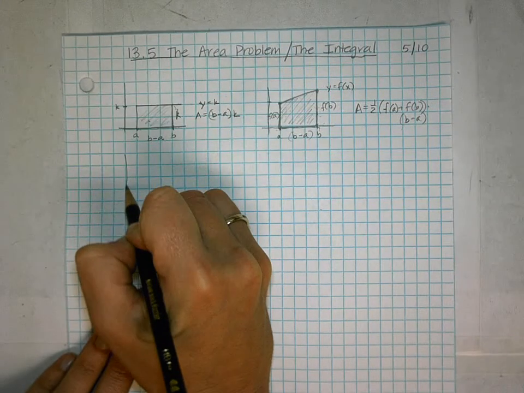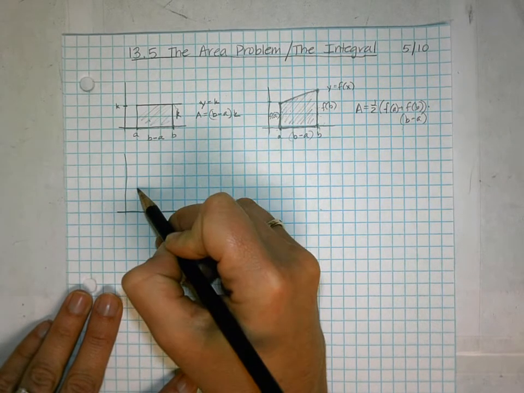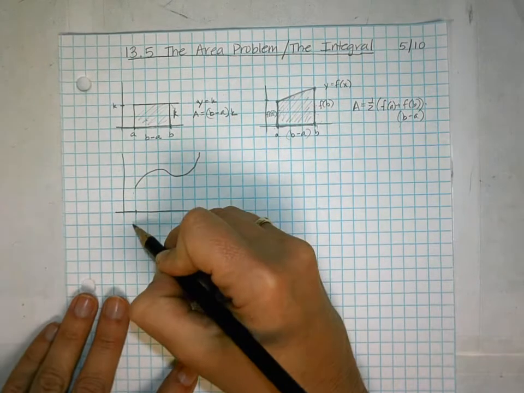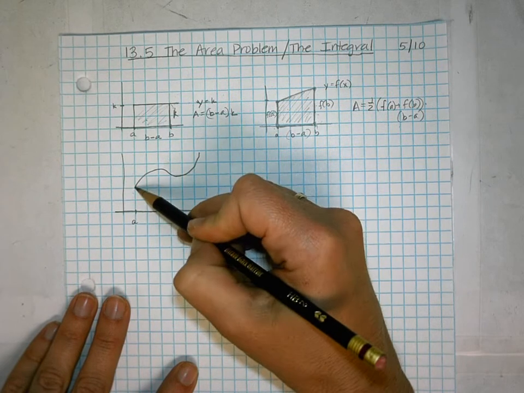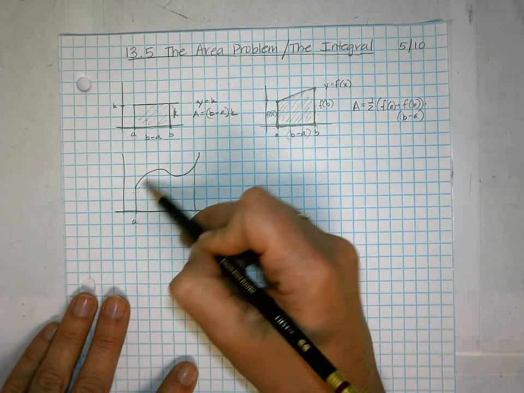But let's say now, you meet something called a curve. And I said, all right, if I went from A to, let's go here, B, and I said, I want to find the area under this curve.